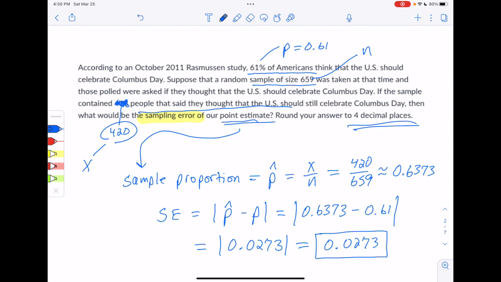So where are the spots that this can go wrong? Well, one of them is that it is vital to make sure that you change your 61% into decimal form. So we need that to be P equals 0.61. If we try to do the subtraction with a minus 61, we're going to get a big error here. So we need to make sure we're always converting those percentages to decimal form. And then the other big thing is not misreading the question. They want to know what would be the sampling error of our point estimate. And when you want sampling error of the point estimate, that is this formula right here.